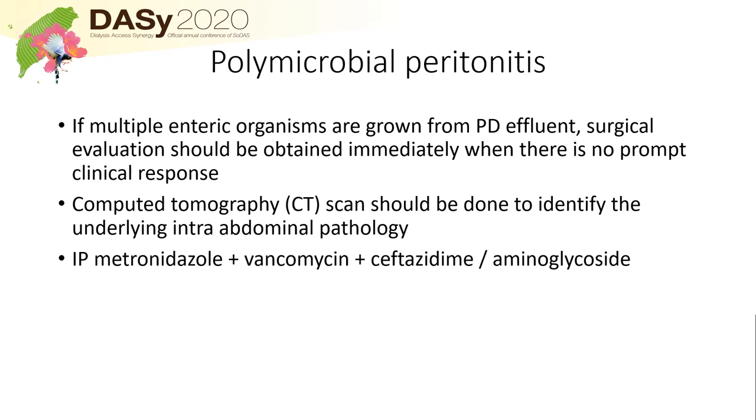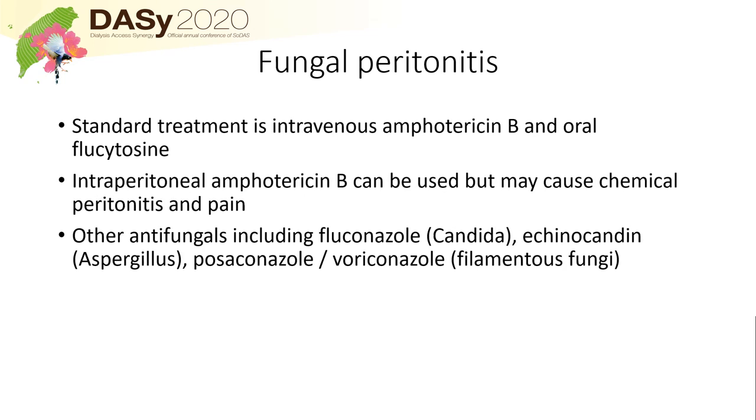If multiple enteric organisms are grown from PD effluent, surgical evaluation should be obtained immediately when there is no prompt clinical response. CT scan should be done to identify the underlying intra-abdominal pathology. For antibiotics, we should give IP metronidazole to cover the anaerobes, plus the vancomycin to cover gram-positive microorganisms, and cefotaxime or aminoglycoside to cover gram-negative microorganisms. For fungal peritonitis, the standard treatment is intravenous amphotericin B and oral flucytosine.